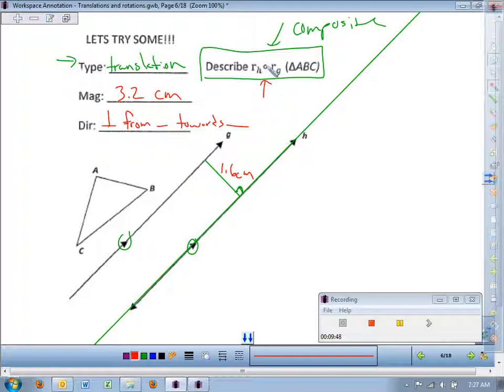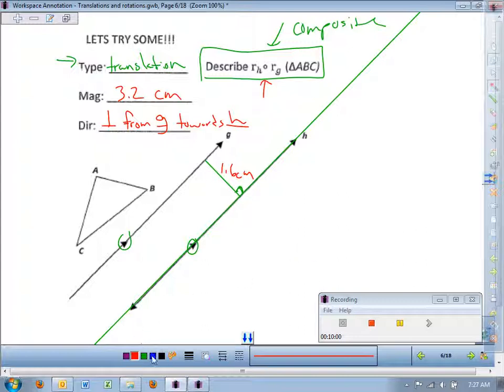H is following G. If H is following G, which one comes first? Well, G is coming first because H is following it. So this triangle ABC, if I reflected it, first I'd reflect it over line G, then I'd reflect it over line H, and it would end up over here. This triangle just slid 3.2 centimeters perpendicularly from G towards H.